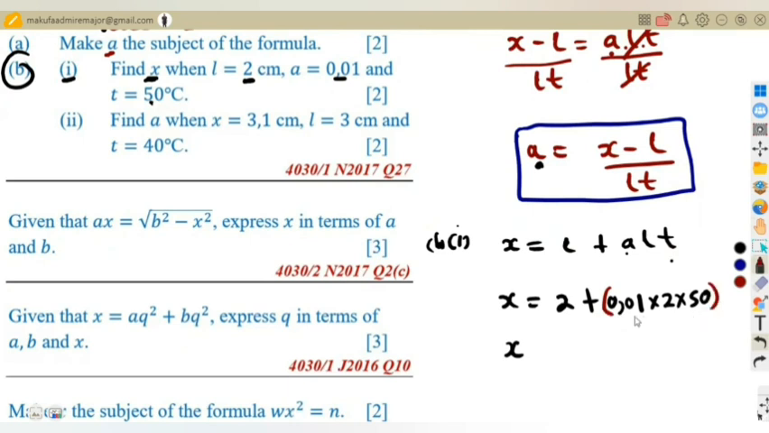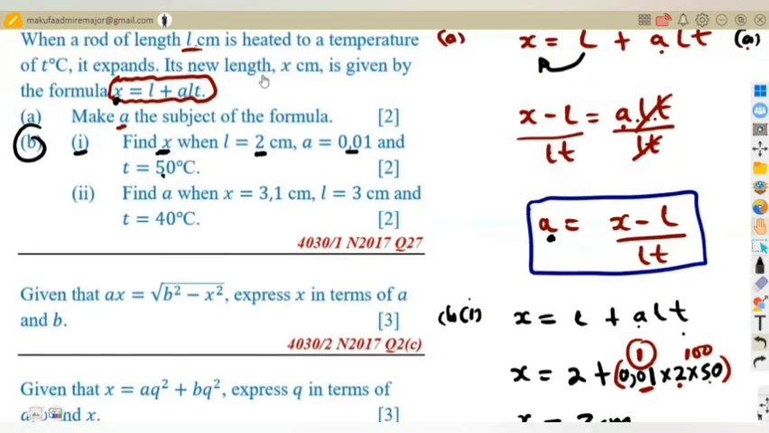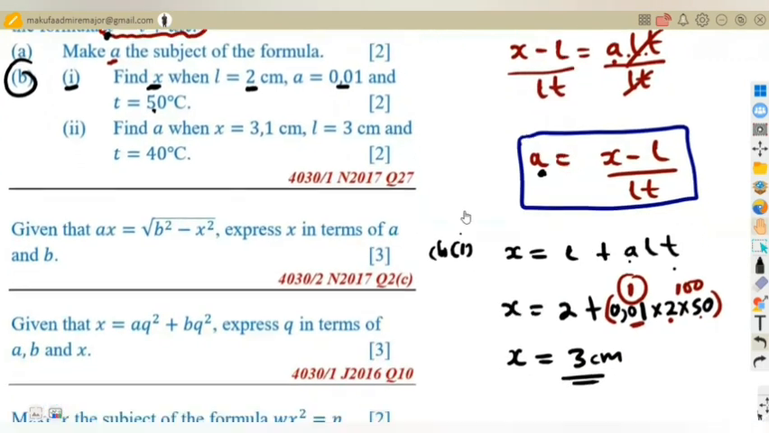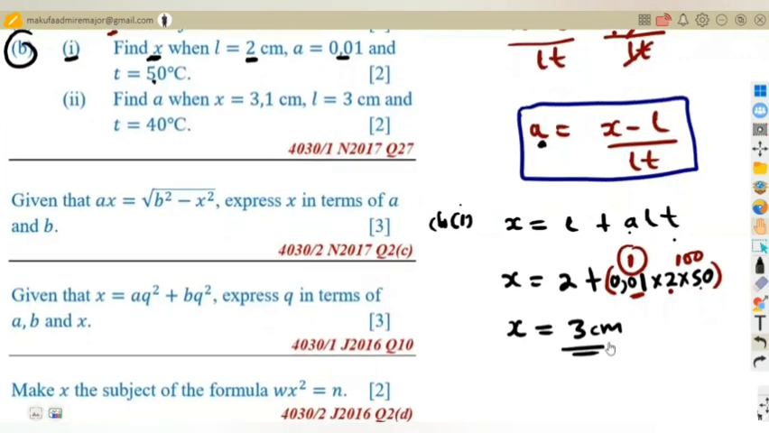All right, so in this case, we are going to simply apply BODMAS. This whole part is under multiplication. 2 times 50, that's 100. 0,001 times 100, that is going to be 1. So we add 2 plus 1, which is going to be 3 in this case. So that means we are going to obtain X being 3 centimeters. Remember, X is in centimeters. So whatever value of X that you are obtaining here must be in centimeters.